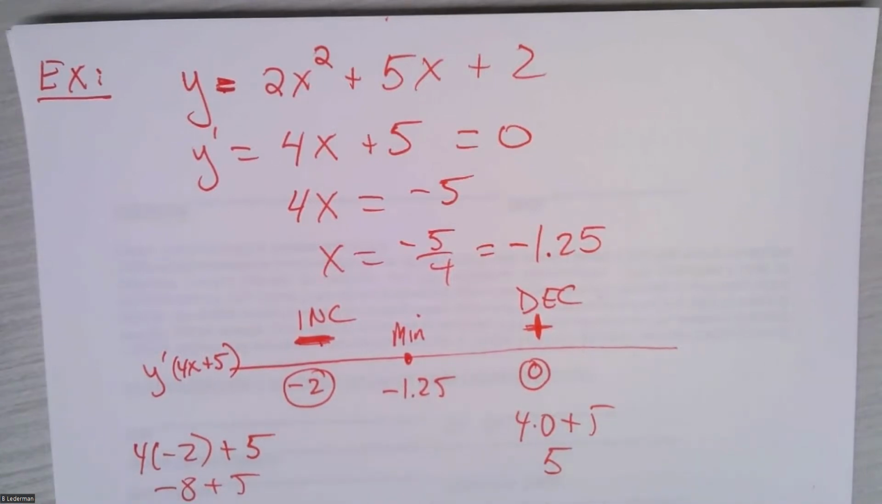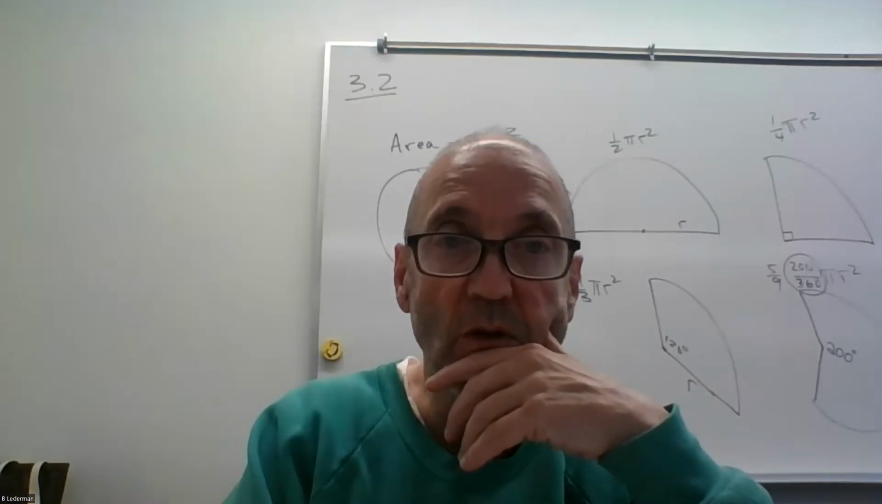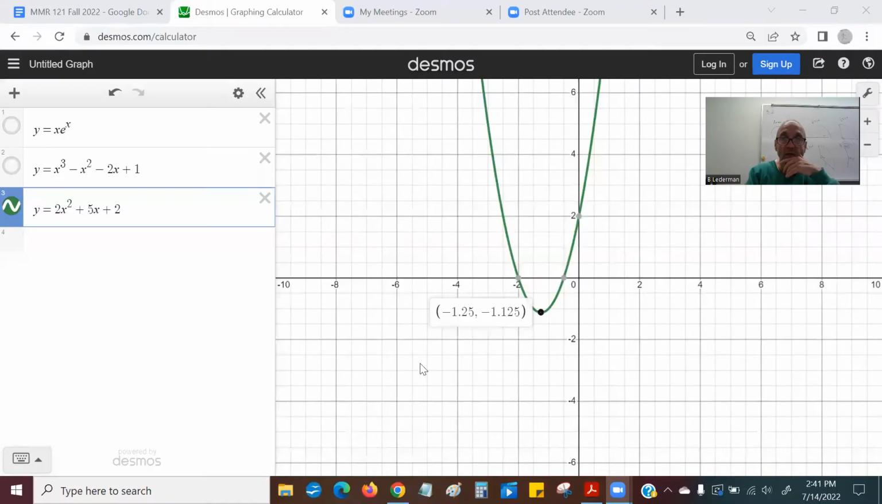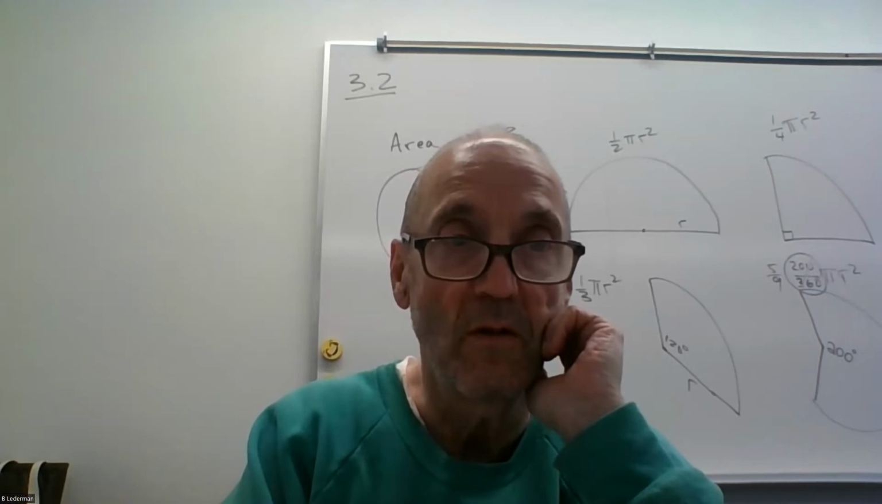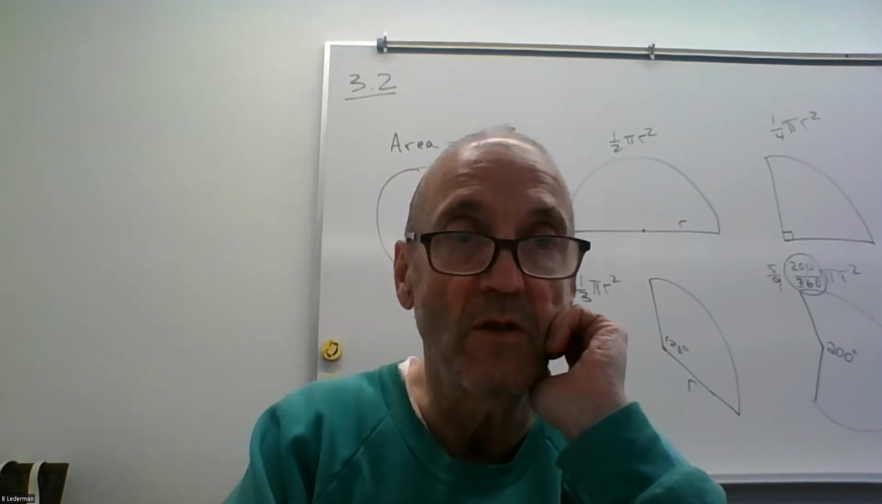So let's switch cameras here. Now I have to share. And there we go. This is the function y equals 2x squared plus 5x plus 2. If you notice, we can see the function is decreasing on this side till x equals -1.25. Now the function is increasing on that side after x equals -1.25. Okay, let's go back. Switch projectors, and we're good to go.